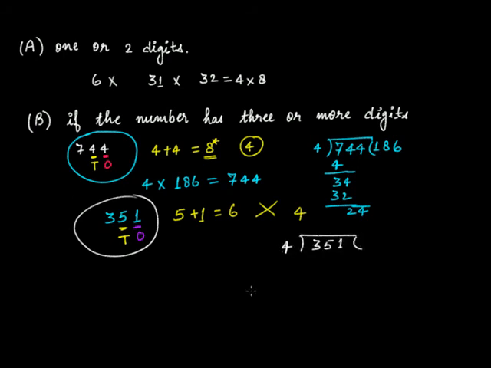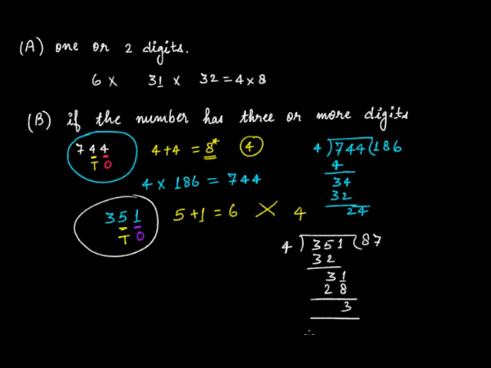So this is 4. This will be 32. You got 3 and 1, right? Now you will go 4, 7 and 28. Left with 3. 3 is a remainder. This is not divisible by 4.